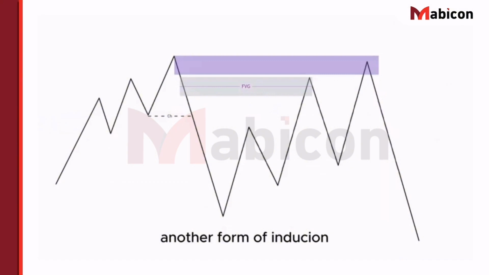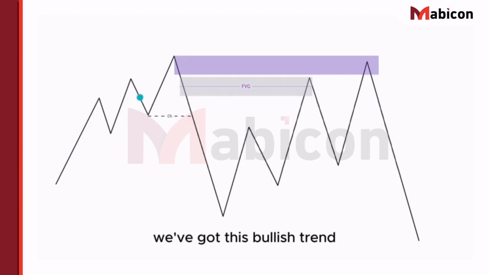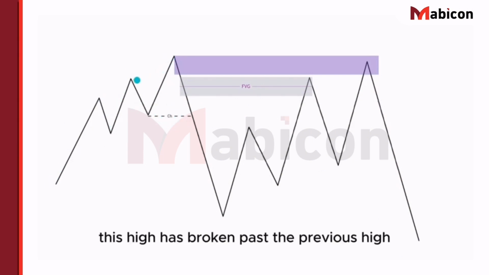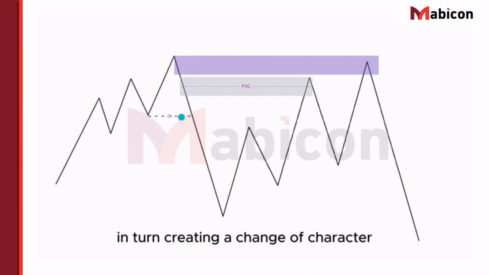Another form of inducement we can expect is an unmitigated POI. What we can see in this example here, we can see we've had a change of character. We've got this bullish trend. This high has broken past the previous high. So this higher high has then pushed down, breaking past the previous low, in turn creating a change of character.